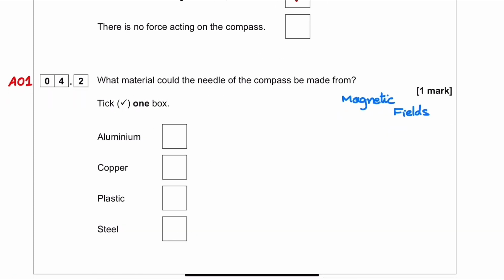4.2: Which material could the needle of the compass be made from? This question is from the topic of magnetic fields. Tick one box: aluminium, copper, plastic, and steel. Among these four, aluminium, copper, and plastic are non-magnetic materials. Only steel is a magnetic material. The tip of the needle of the compass is made of steel. So the correct option is steel.